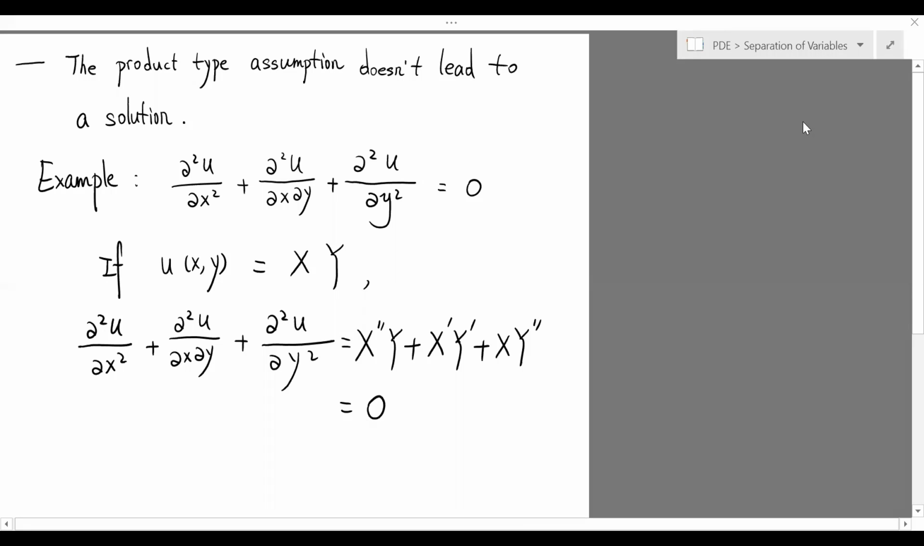But the capital X and capital Y and their various derivatives just mix together and are not separable. We simply could not reduce the problem into some simpler ordinary differential equations. So this method does not lead to any solution.